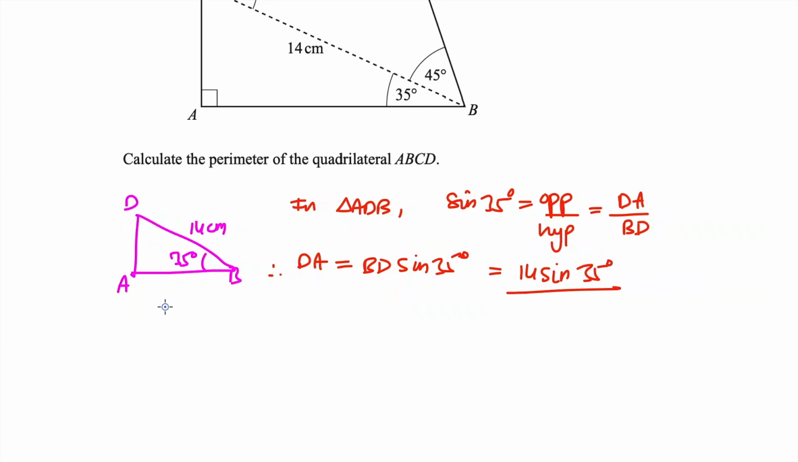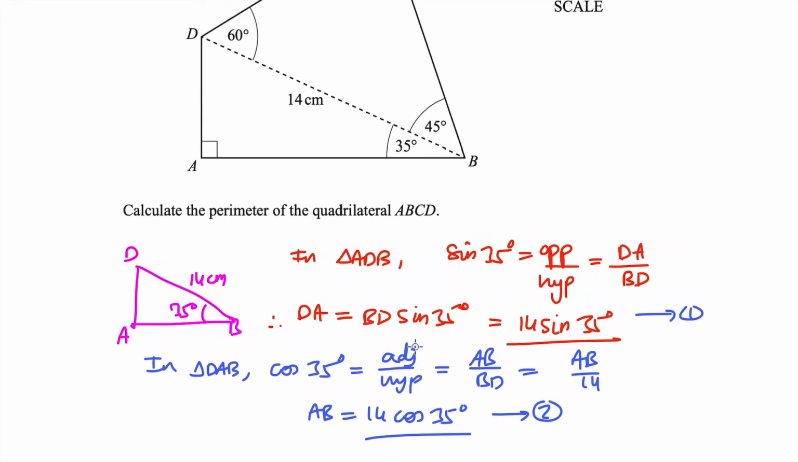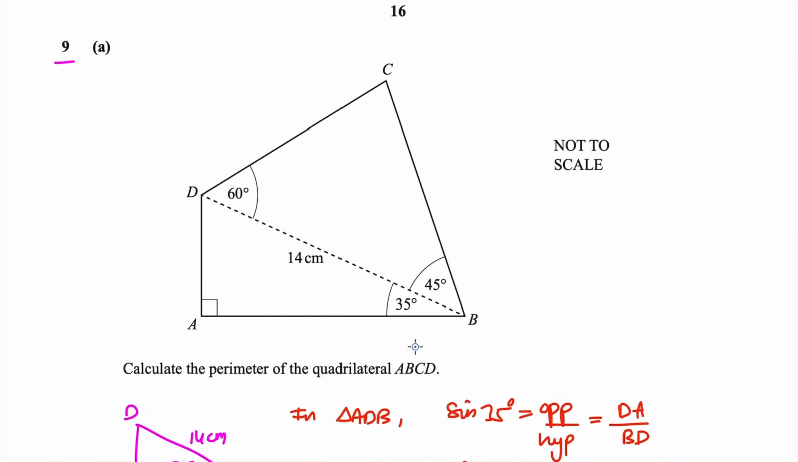Now let us find the other side also. Again, in triangle DAB, cos 35 degrees would be equal to adjacent by hypotenuse, and the adjacent side is AB by BD, which is AB by 14. And so from here I can say that AB is equal to 14 cos 35 degrees. This is 1, this is 2. So I have two sides. Now let us go to the other figure.